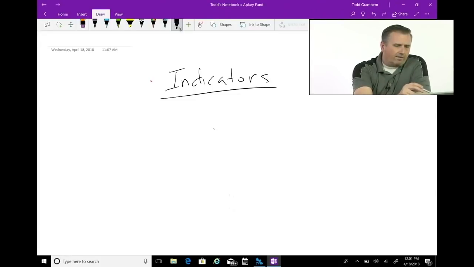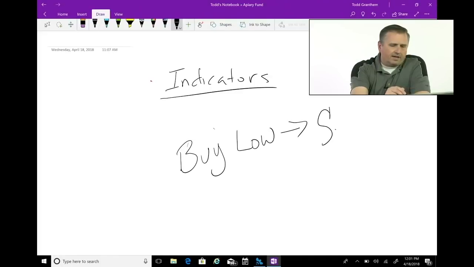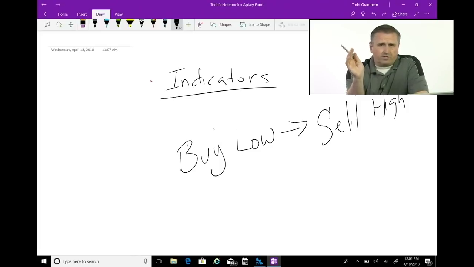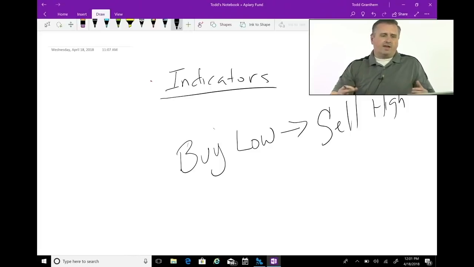If we can take whatever we're doing and we can find an indicator to help us buy at a low point and then sell at a high point, then we're going to be putting ourselves in the situation that we want to be in, where we're taking advantage of that price action and that movement.